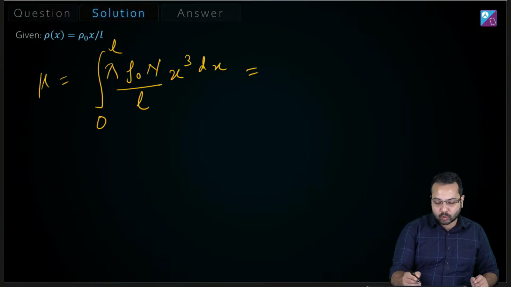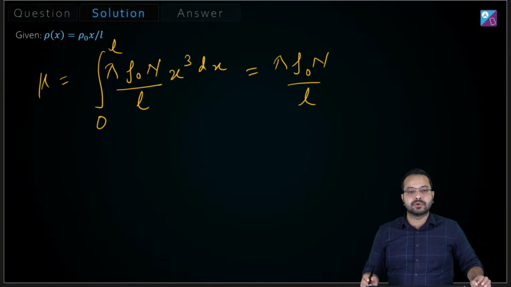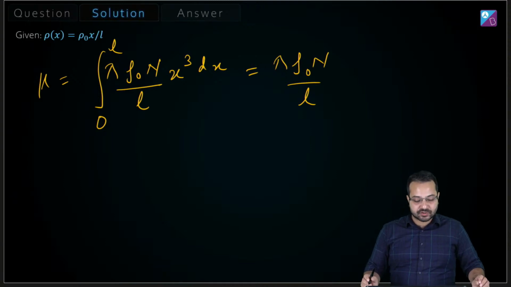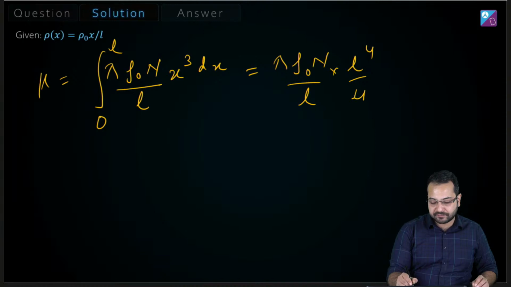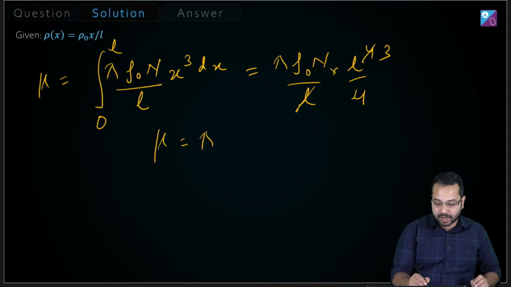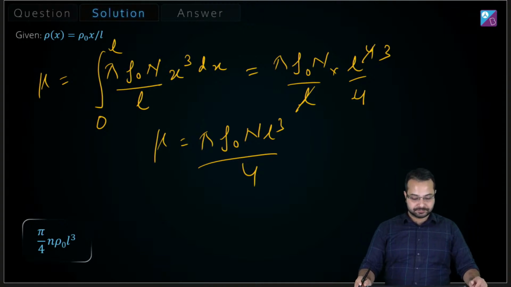Alright, so this is a no-brainer. So this becomes pi rho naught n upon L, and the integration of x cube is going to be x to the power 4 by 4. Put the limits, you're going to get L to the power 4 by 4. So this L and 1 L is going to go away. So we are going to get mu is equal to pi rho naught n L cube divided by 4. That is going to be our answer.